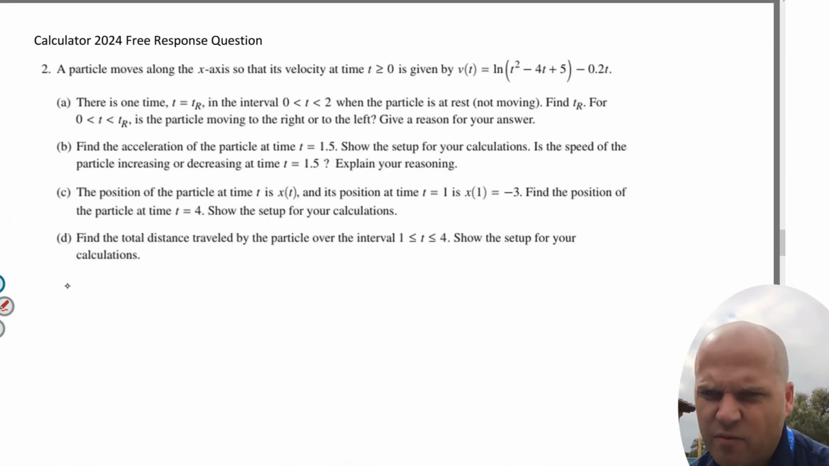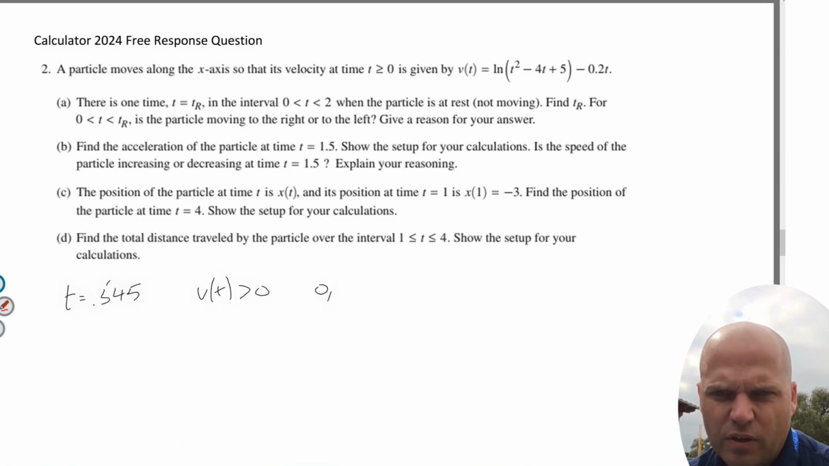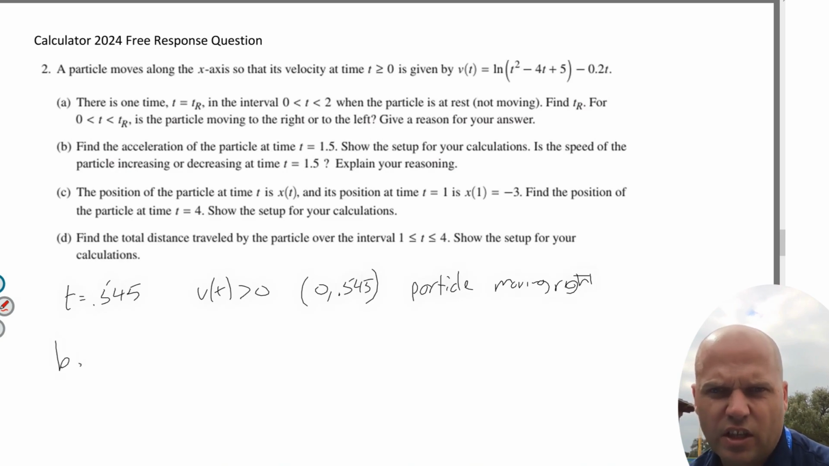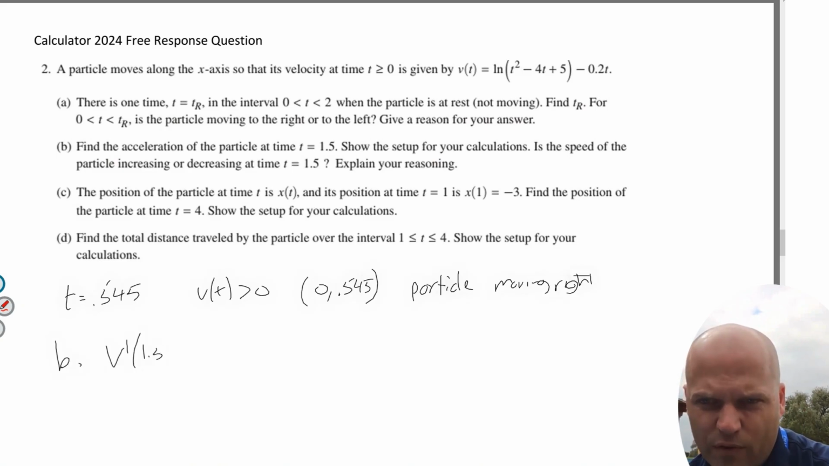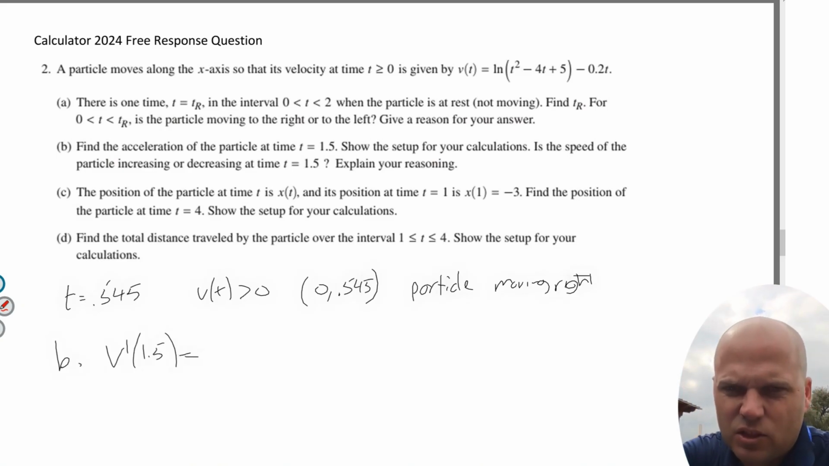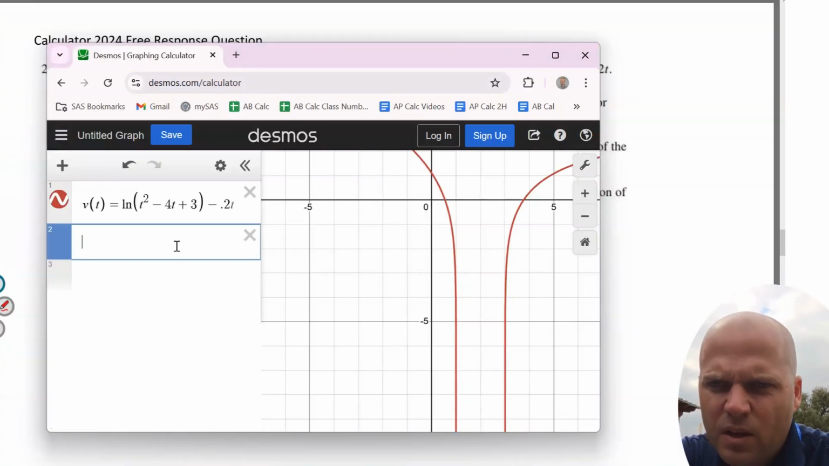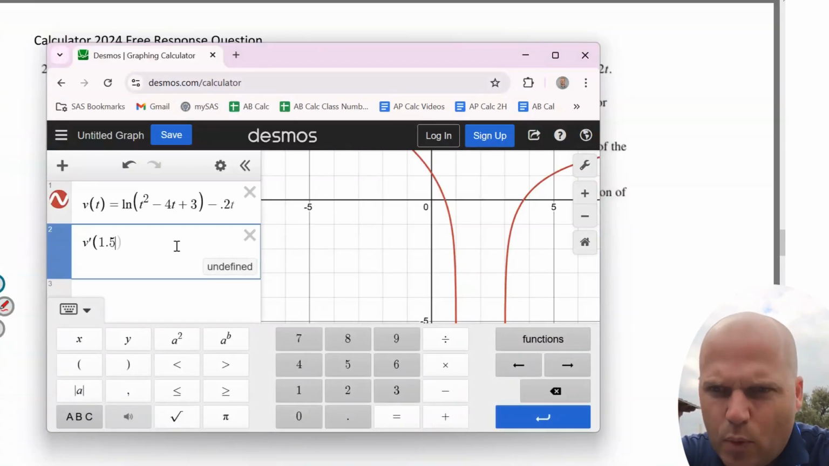So T is 0.545. V of T is positive from 0 to 0.545. Therefore, the particle's position is increasing, or the particle's moving right. Find the acceleration of the particle. Show the setup. It's V prime of 1.5. That's it. This question was so soft last year. V prime of 1.5.